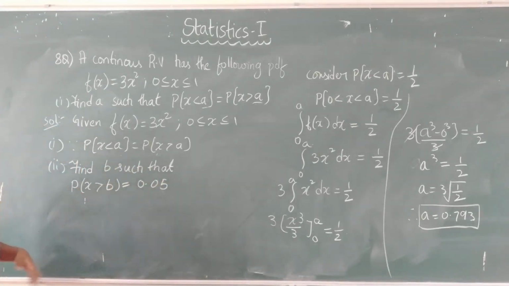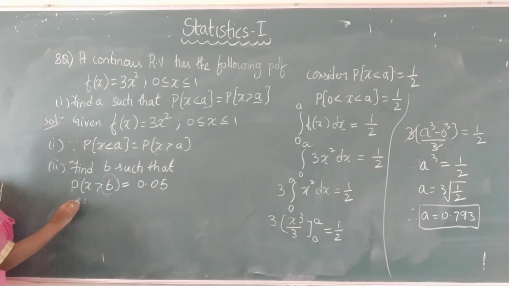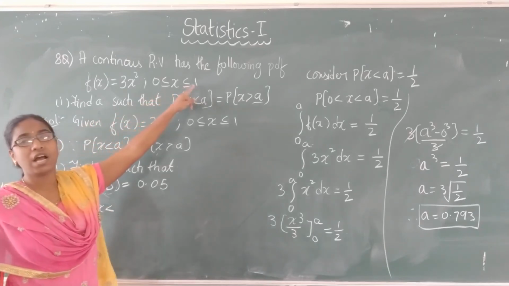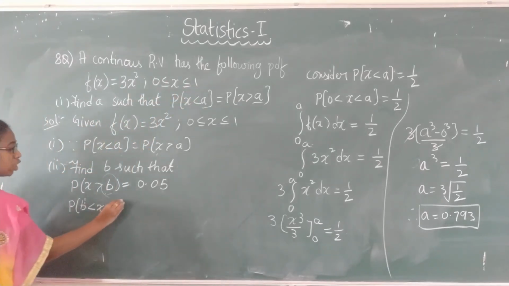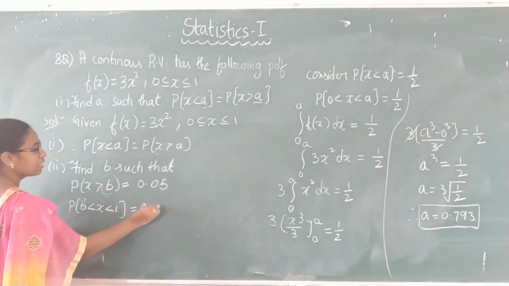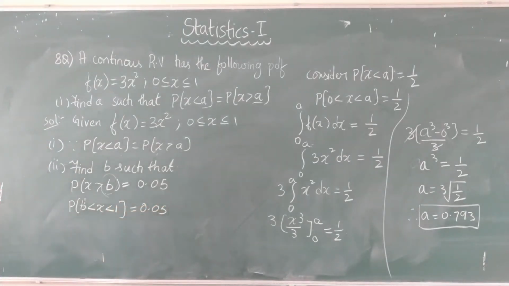So what does it mean? X greater than b means from b you have to calculate all the values. So b will be your lower limit. What will be the upper limit? P of b less than x less than, what is the upper limit given in the question? Upper limit is 1. So this value is already given as 0.05. So the probability between b to 1 is 0.05. Now how to find this one?